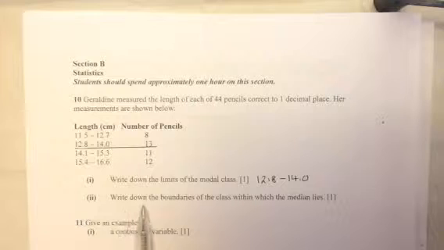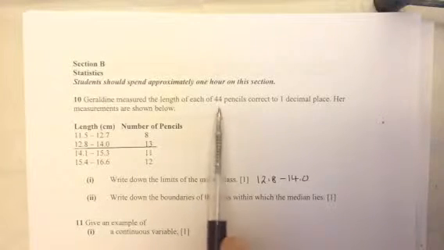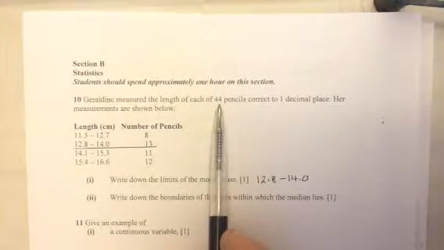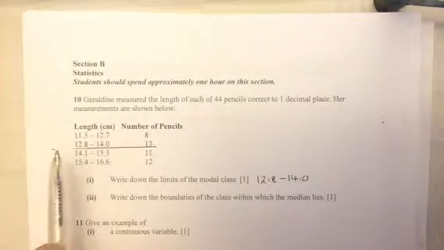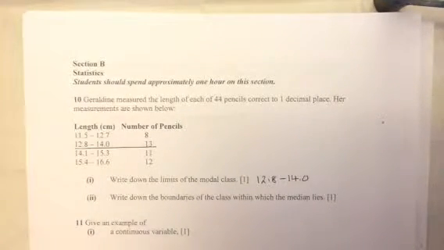Part 2. Write down the boundaries of the class within which the median lies. Now the median will be the middle pencil in this case. If we have 44 pencils in total, it will lie halfway between the 22nd and the 23rd pencil.